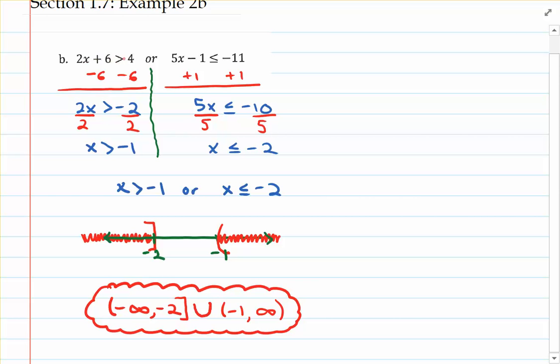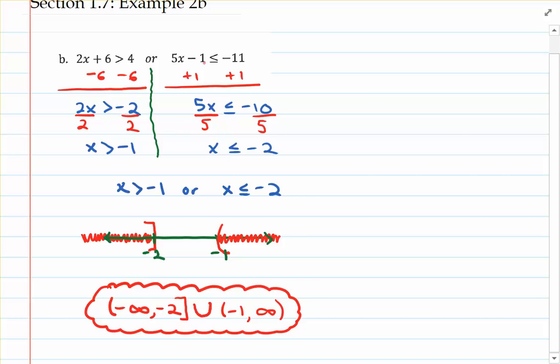Alright, so -3 does not solve the first inequality, so hopefully it solves the second inequality, in which case, if it does, then -3 is still a good solution. So let's think about that. If we did 5 times -3, we'd get -15 minus 1, which is -16. And of course, -16 is certainly less than or equal to -11. So even though -3 doesn't solve the first inequality, it does solve the second one. And because this is an OR compound inequality, as long as it satisfies one of them, it's a good solution.